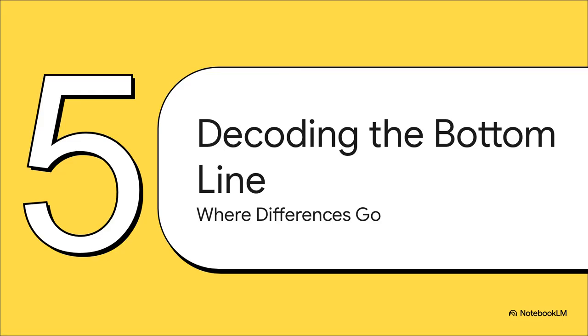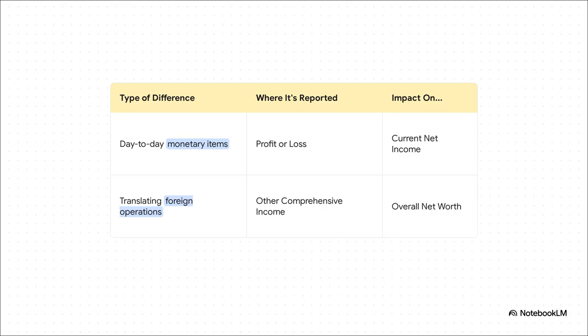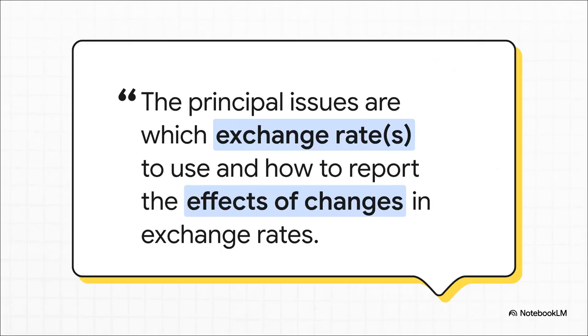So let's talk about that final piece of the puzzle. We've seen that all these currency swings create gains and losses on paper. So where exactly do they show up, and why does that distinction matter so much to investors? It all boils down to this really important distinction. The little gains and losses from your day-to-day business, like the change in value of that €100 sale, those hit your profit or loss statement directly. But the bigger, more structural differences that come from translating an entire foreign operation, those are sent to that special place in equity called other comprehensive income. And this is huge, because it means a company's reported profit is shielded from what are basically just unrealized on-paper currency swings.